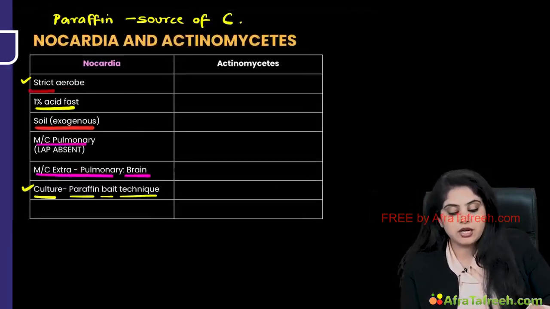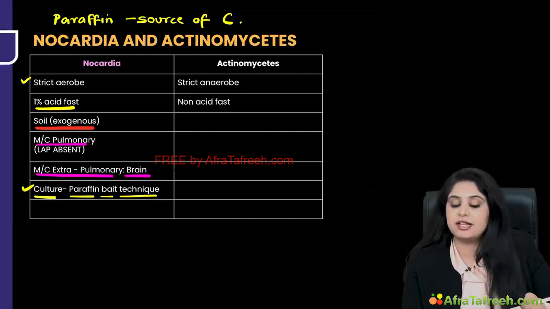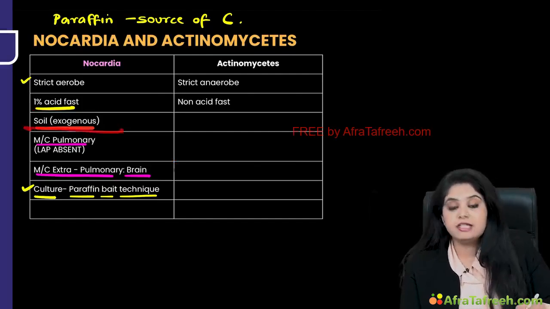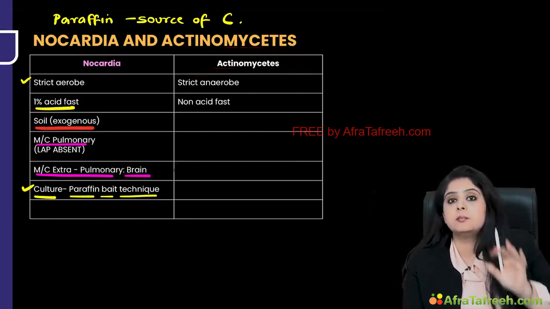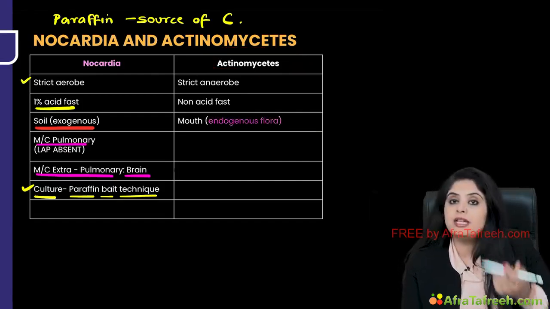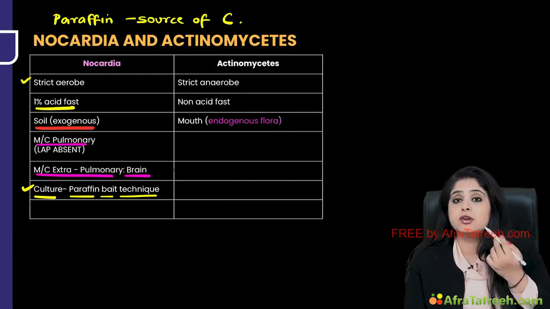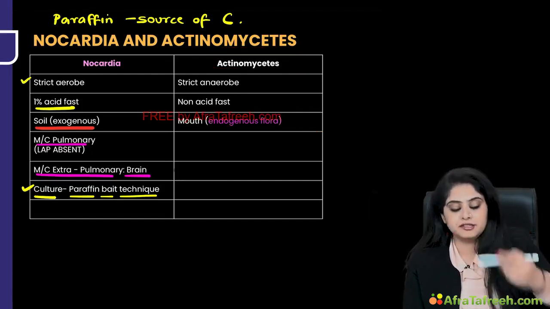If Nocardia needed oxygen, Actinomyces does not. It is an anaerobe. If Nocardia was acid fast, Actinomyces will not be. It is non-acid fast. Nocardia was needing soil, but the mnemonic for Actinomyces is everything in the mouth. So where is it present? This is an endogenous flora. It is normally present in our mouth. So where is it going to cause infection? Whenever it causes infection, it will be something in the oral and the cervical region.